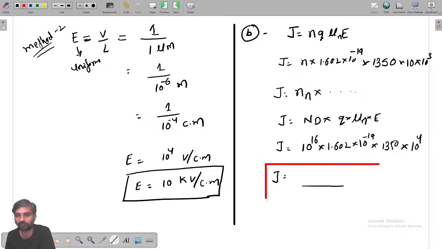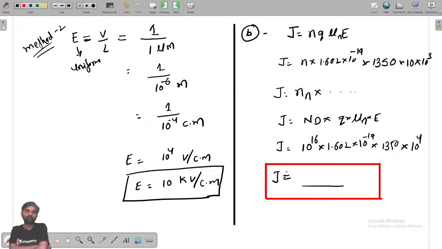Calculate the answer. What's the value of J?